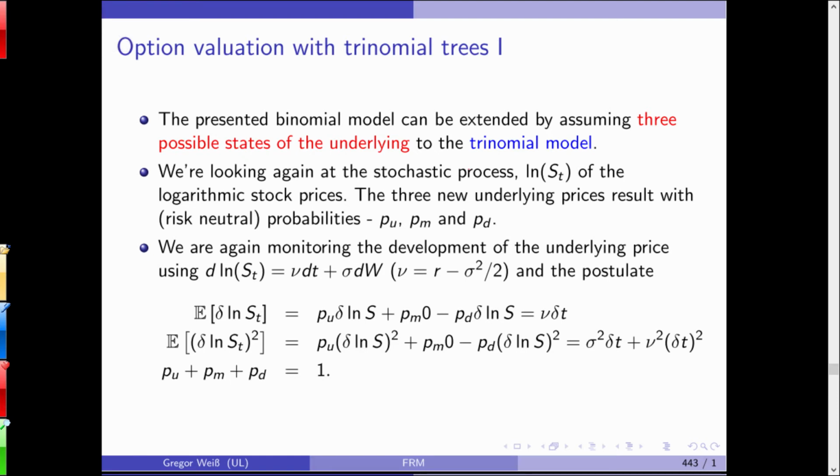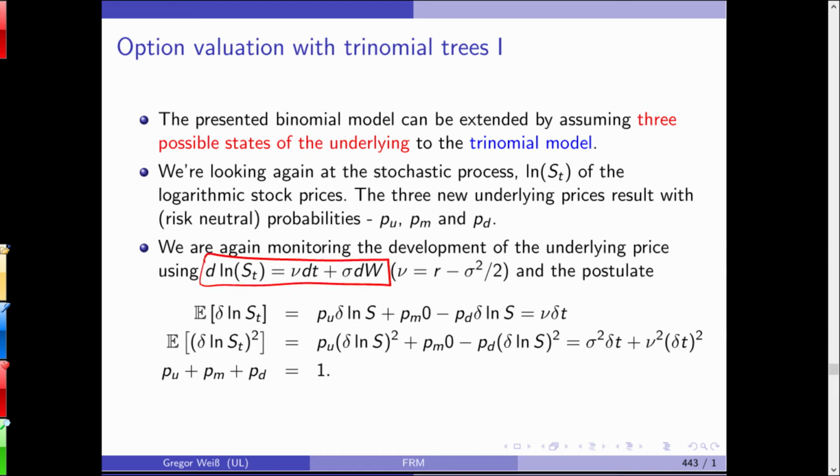This is a binomial lattice model. The simplest extension is a trinomial model. We are now again looking at the stochastic process of the logarithmic prices, ln of S_t, and we have 3 states and thus 3 risk-neutral probabilities: P up, P down, and now it stays, so P middle or P medium. We are trying to model this here.